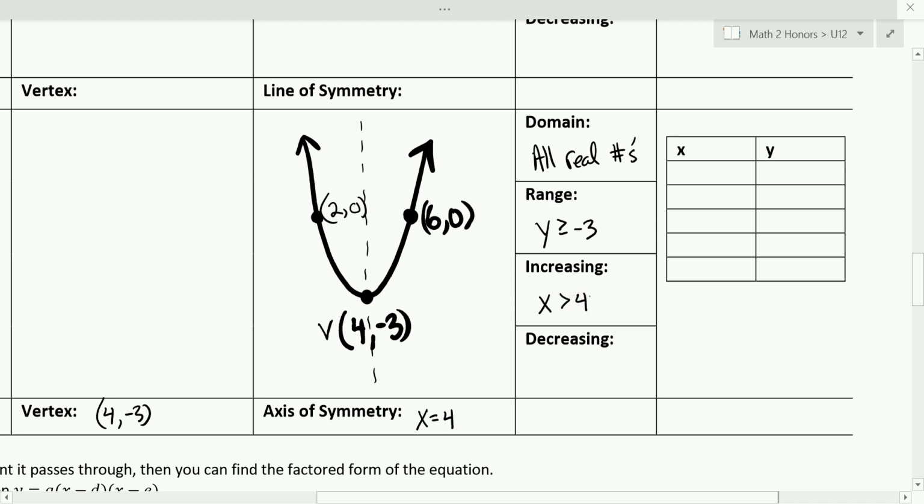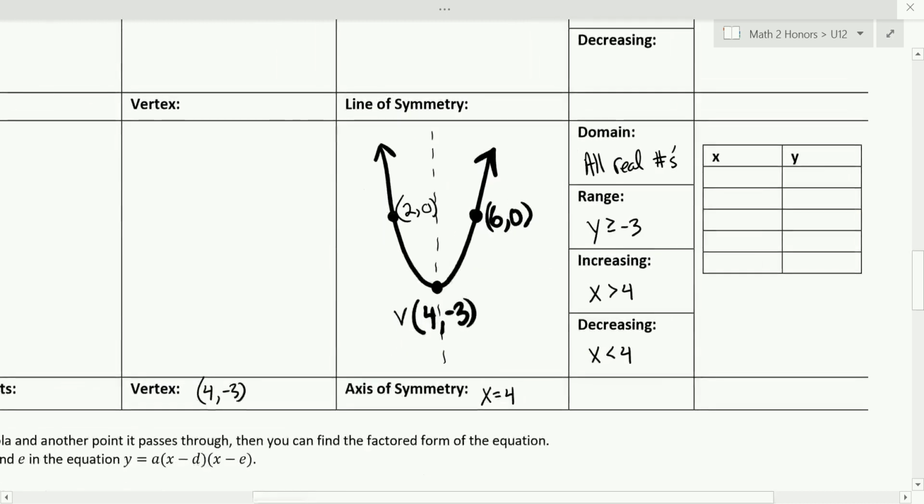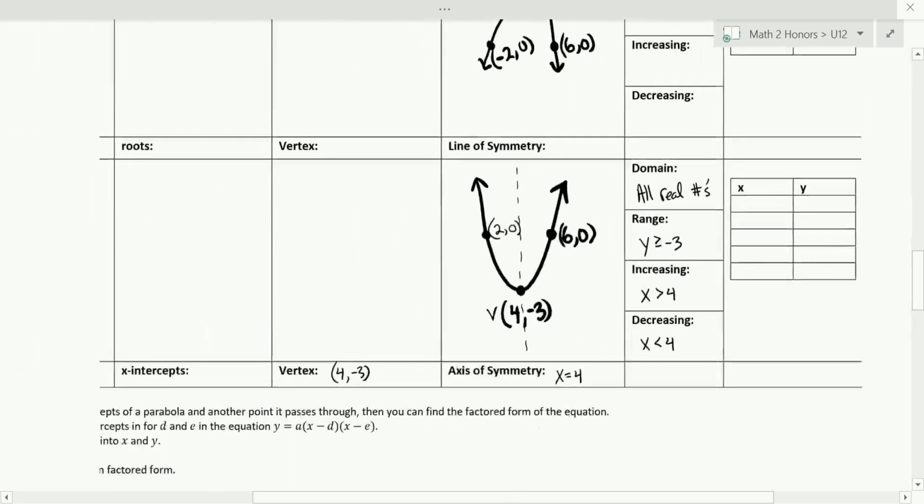Yes. You did right. Good job. And where's it decreasing, Natalie? That sounds more confident. Good job. All right. So we have those, right? And that's what we're going to work with.